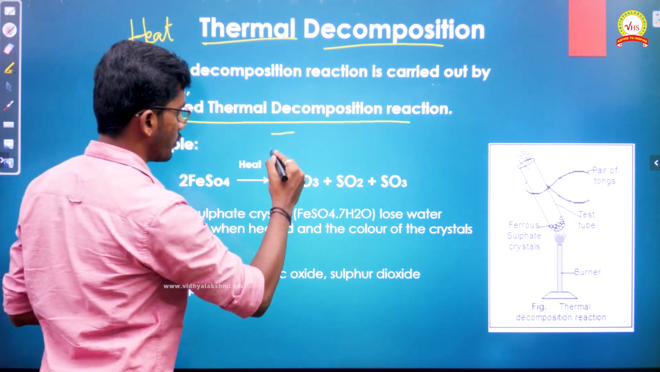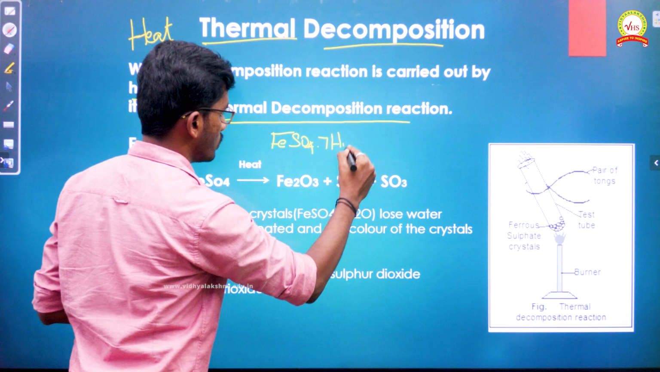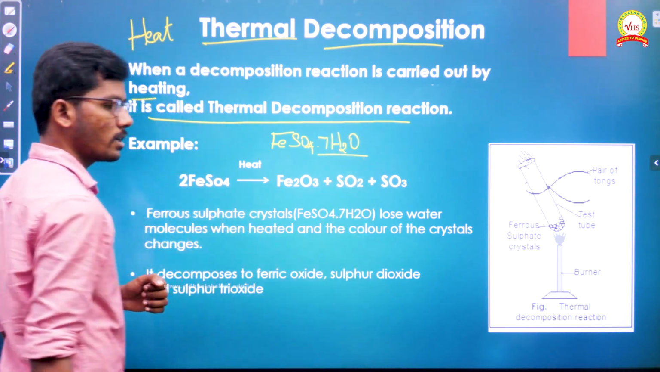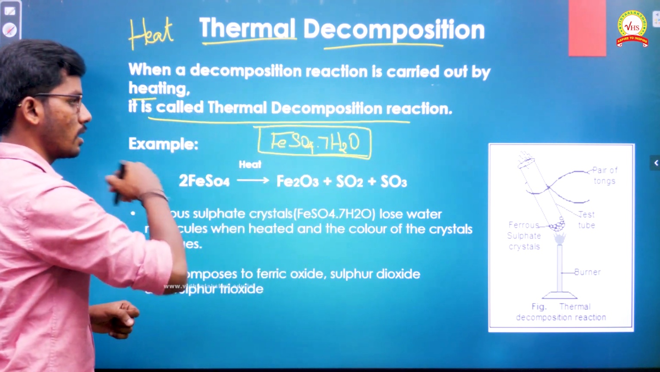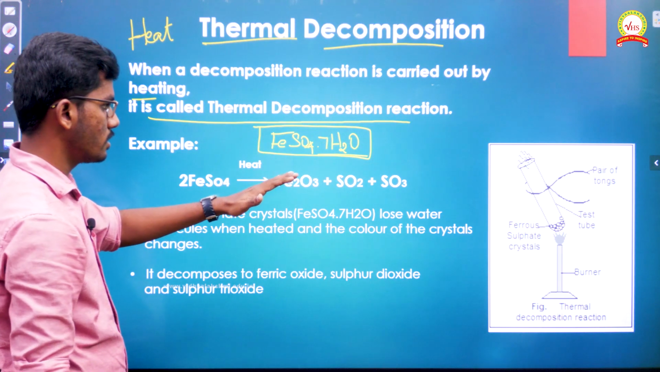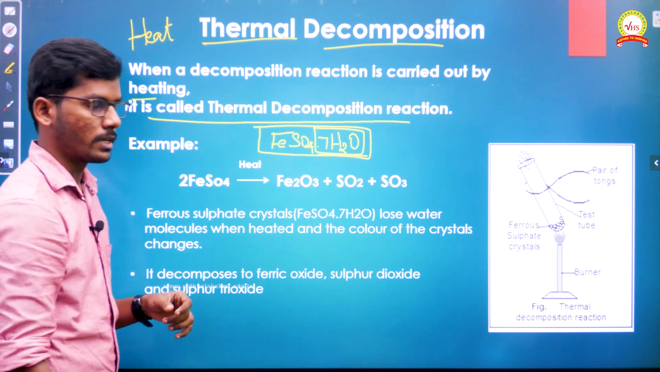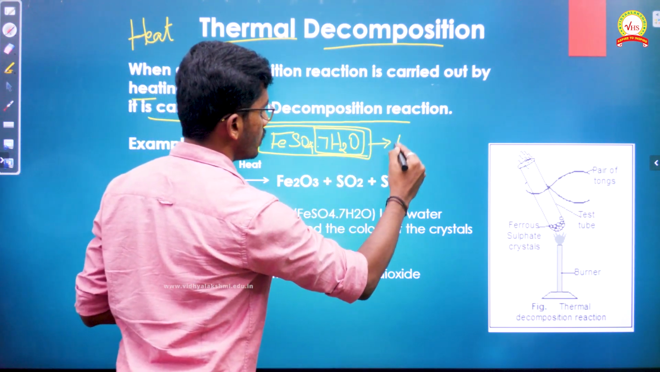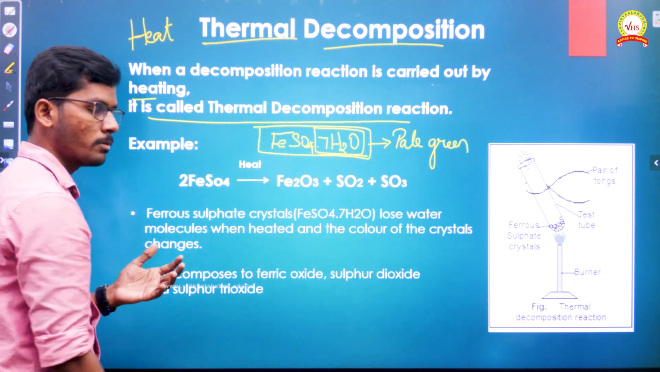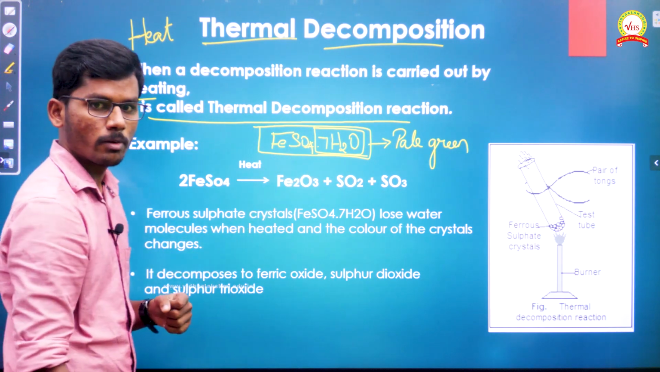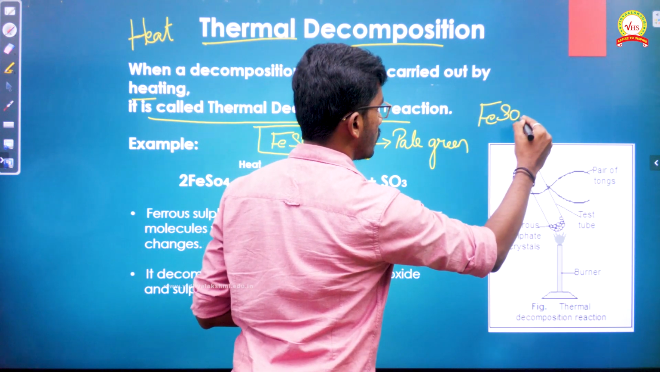Decomposition of ferrous sulfate, FeSO4.7H2O. This is called as water of crystallization. You will be studying in detail about this in second chapter. As for now, you just know that ferrous sulfate is attached with 7 molecules of water. When this is heated, in the beginning, these 7 molecules of water will get evaporated. In the beginning, this ferrous sulfate will be pale green in color. Okay, when the heating process starts, these water molecules will be evaporated and the color changes from pale green to white, and the chemical formula will be FeSO4.